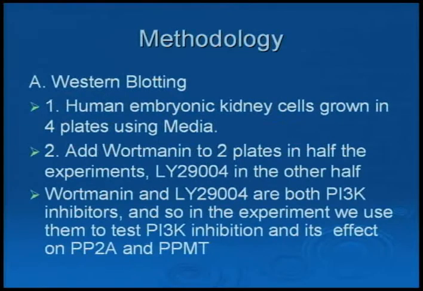My methodology. I started off by using a process called Western blotting. What I did was I took human embryonic kidney cells and I grew them in 4 plates using something called media, which helps the cells grow. I then added wortmannin to 2 plates, and then I added LY294002 in other parts of the experiment. Wortmannin and LY294002 are both extremely similar and both have the same effects. They're both PI3K inhibitors, and so in the experiments we use them to test PI3K inhibition and its effects on PP2A and PPMT.